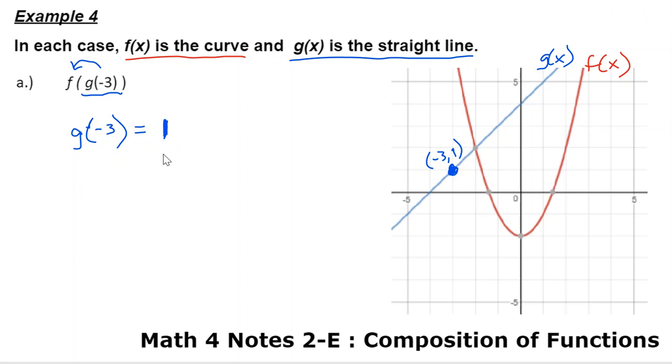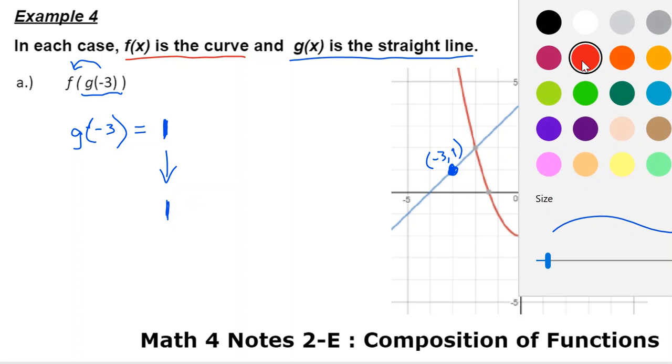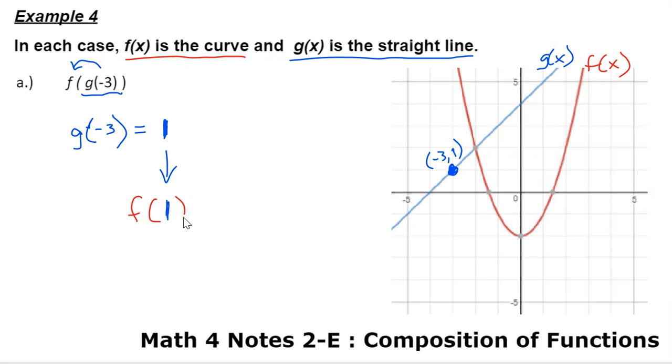Now, what's going to happen here is that I'm going to come down here and I'm going to take that 1 and I'm going to plug it into f and see what he turns out. Now, on the f curve, when x is 1, I am right there at 1, -1, which means that when x is 1, y is -1.